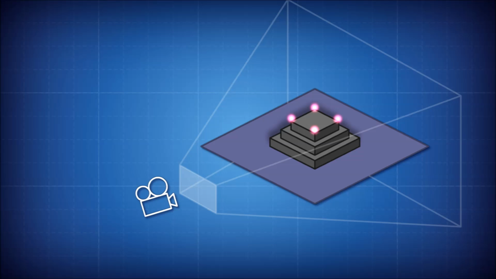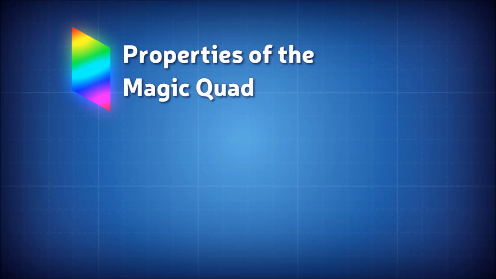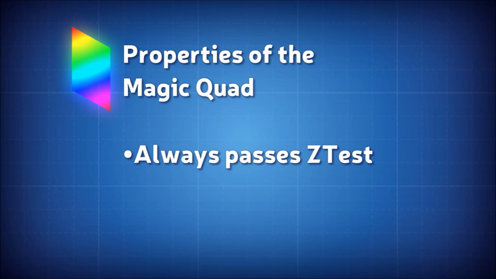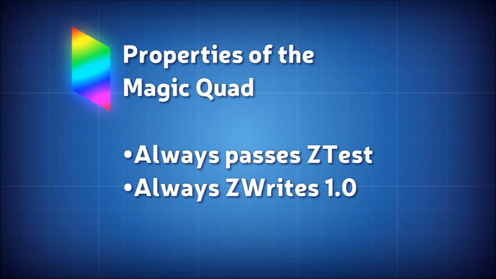Then, before anything else draws, an invisible quad is drawn. This quad is set to always pass the Z test, and regardless of where it sits physically in 3D space, it always writes the maximum depth value. It's almost like we're punching a hole through which the rest of the scene will draw.